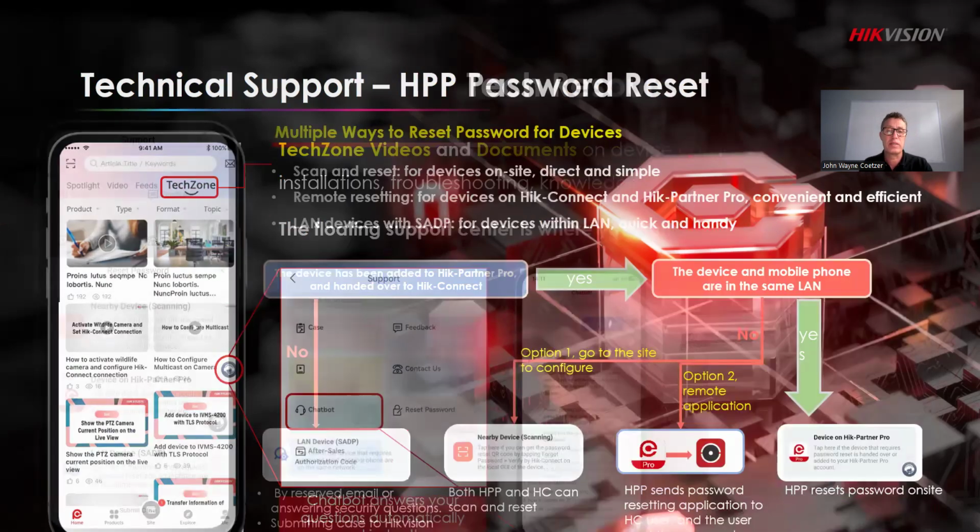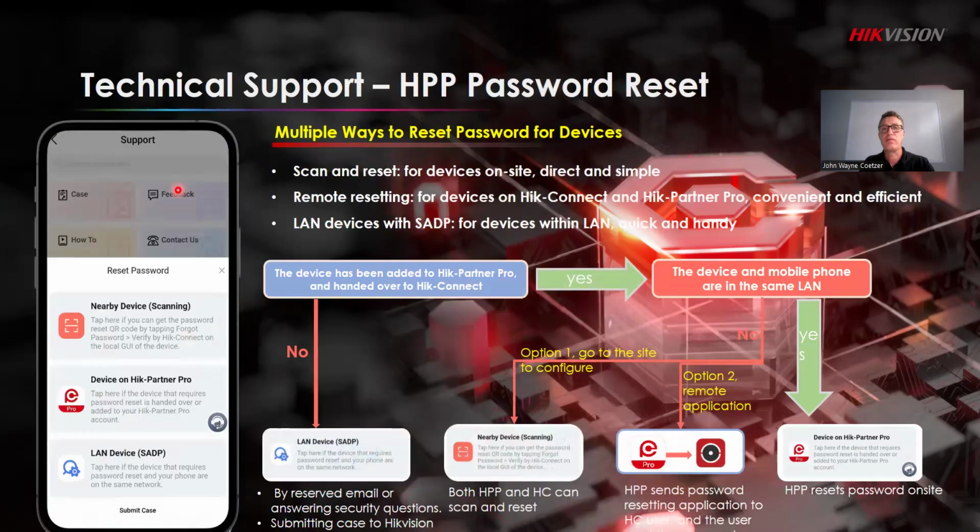Next up is the password reset. If you have a problem with the camera where you've lost the password, you can now do your password reset with Hik Partner Pro as well. All the functions will be on the app. Just follow the steps and it'll take you about 10 minutes and you have your password reset.